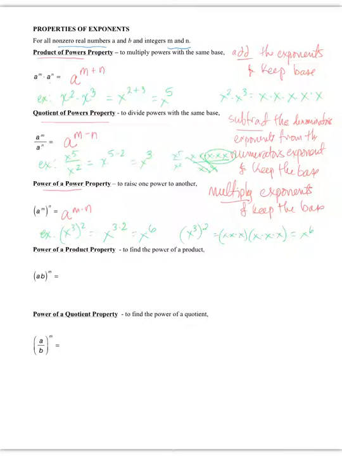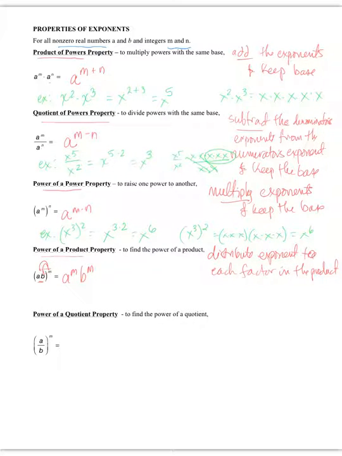The next rule of exponents is the power of a product property. So what happens when you have a product and that entire product is raised to a power? Well, what you're going to do is distribute the exponent to each factor in the product. So if you have a product, you are going to distribute the exponent to each of the factors. So this would be a to the m times b to the m.